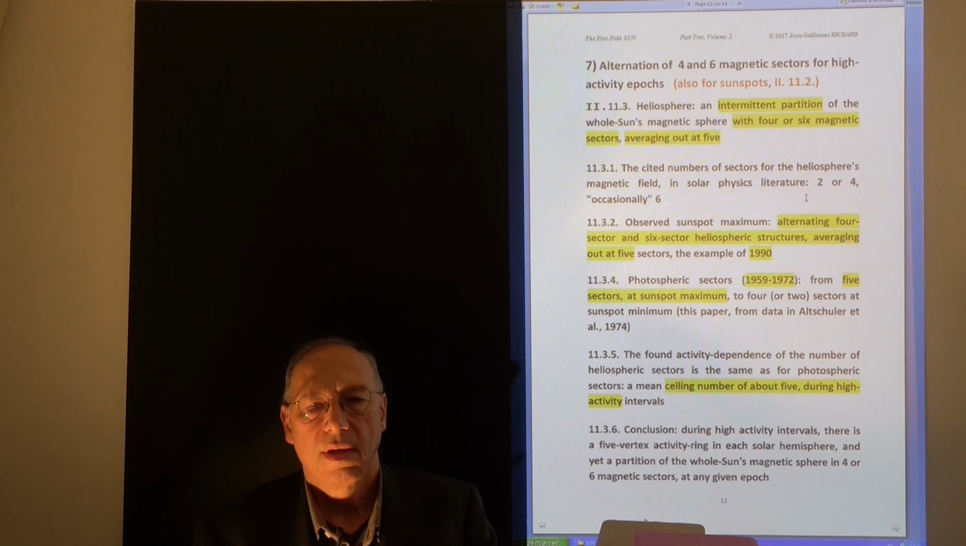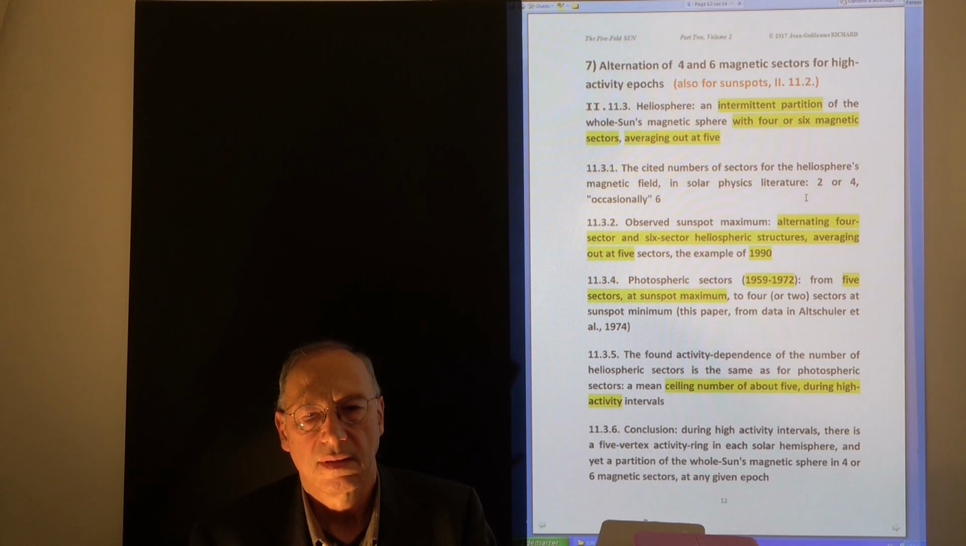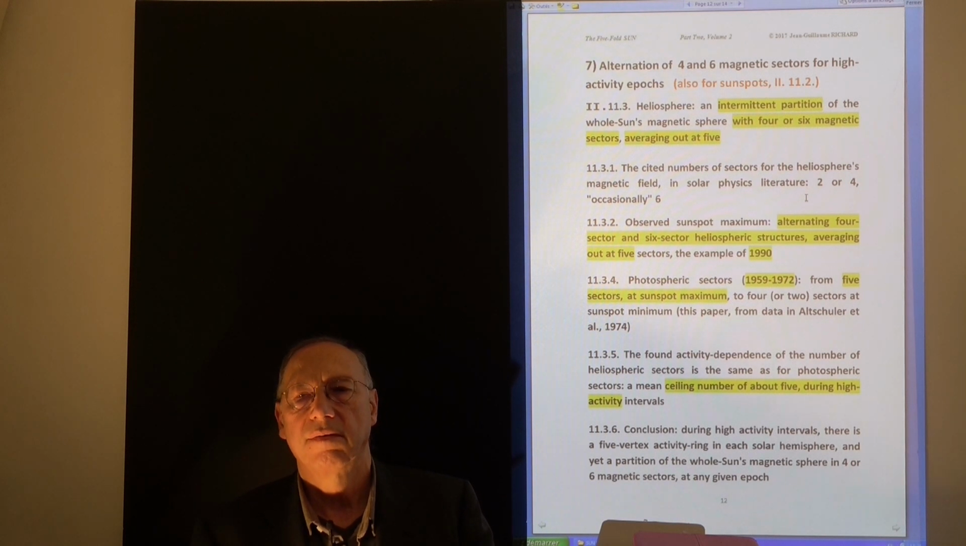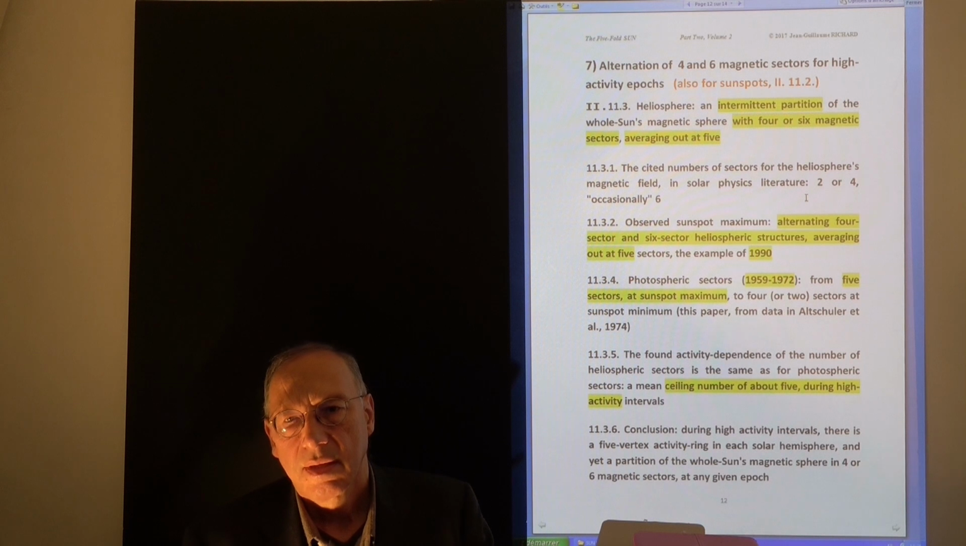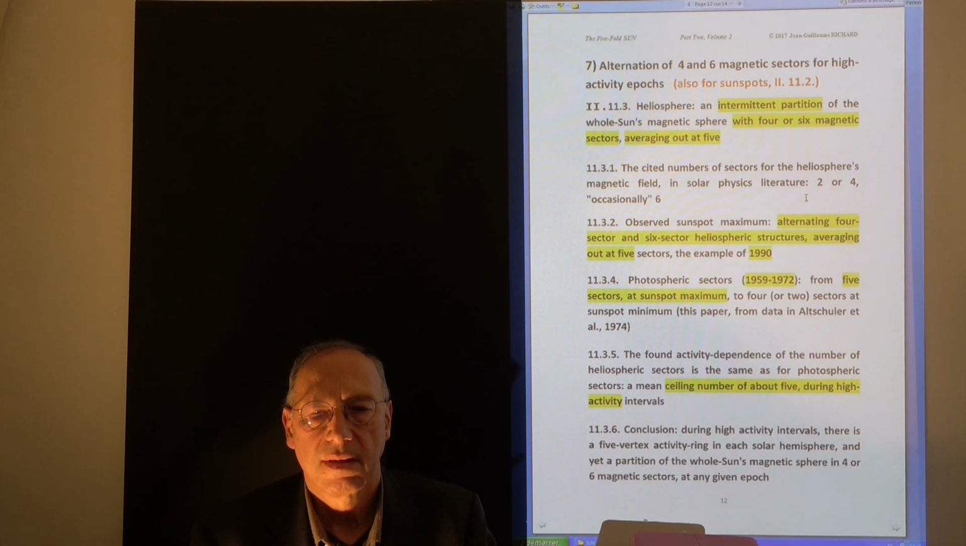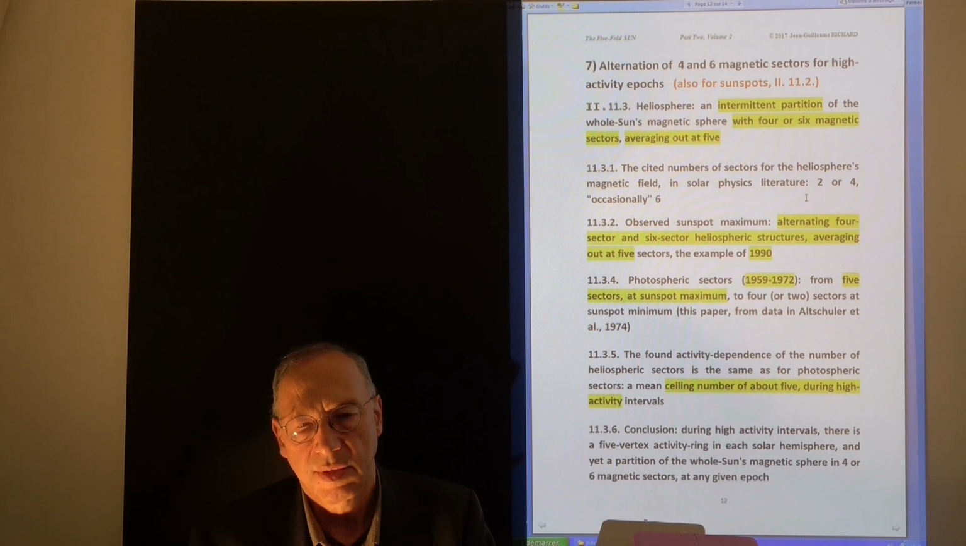How is it possible, however, that we have 5 vertices in the Sun, each having a concentration of sunspot and magnetic activity, and this is not found in the solar wind where there is no 5.4 day period or no 5-sector structure. This is possible if we find that there is an alternation of 4 and 6 magnetic sectors averaging out at 5 over a certain time interval.